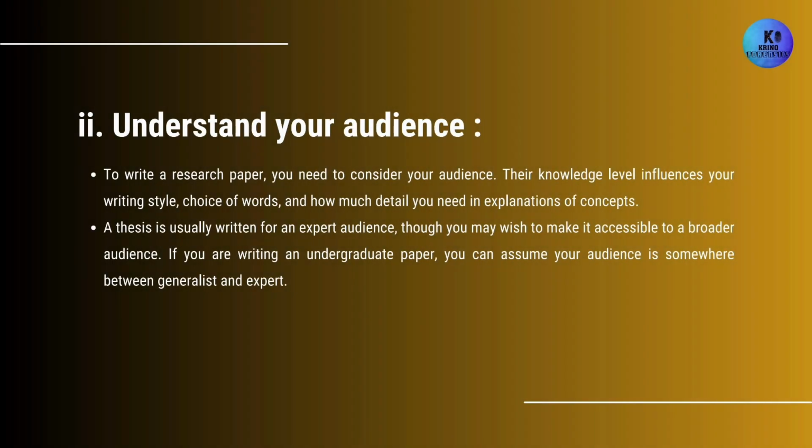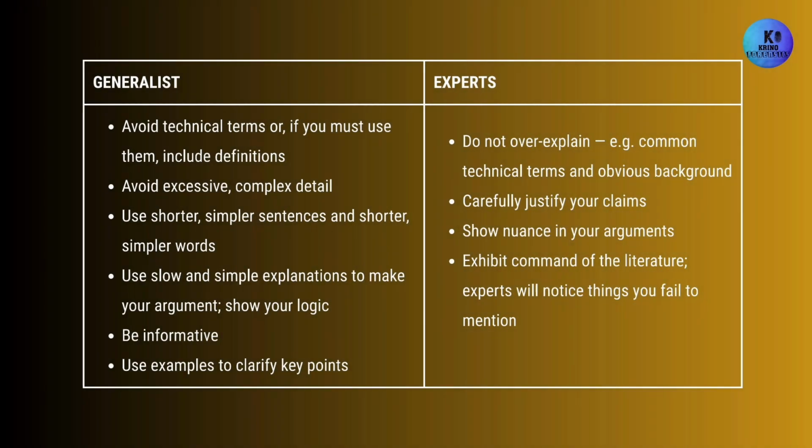Once the assignment is clear, the second step is to understand your audience, who will be reading your paper. If you are writing your paper for general readers or beginners, you will want to explain technical terms and keep your sentences simple. But if your audience is experts or your professor who is already familiar with the subject, you can skip the basics and focus more on depth, evidence, and critical thinking. Knowing your audience helps you to decide how detailed your explanation should be, what vocabulary to use, and how to structure your arguments.